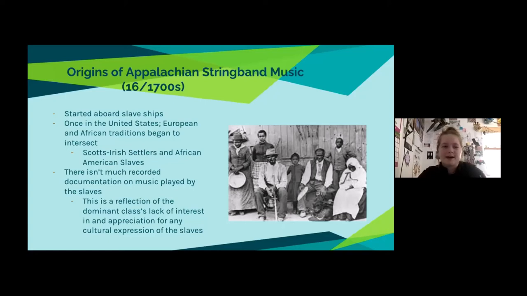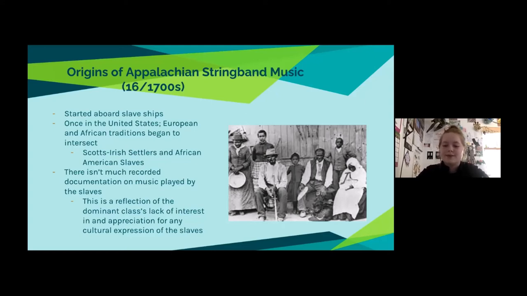And once they got to the US, their traditions started to intertwine with those of the Scots-Irish settlers in the Appalachian Mountains. Both groups brought their traditions with them. The African-Americans brought an instrument very similar to what's now known as the banjo, and the Europeans brought the fiddle. When the two combined, those became the two core instruments of Appalachian music.